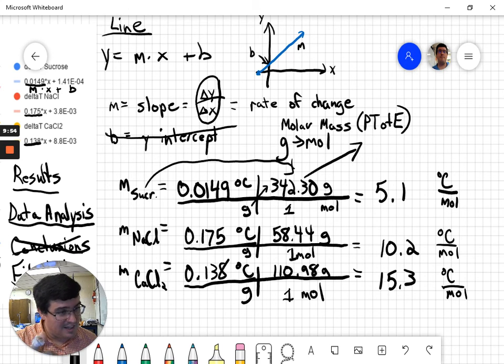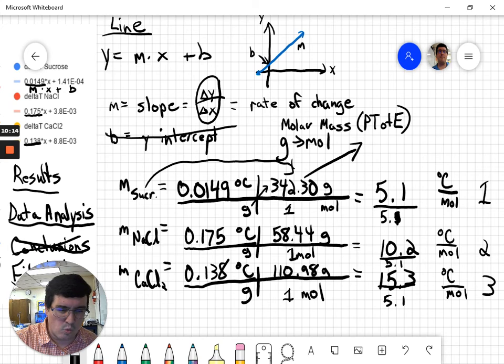Did you guess it? Did you get it right? Did you figure out that this one is 1, this one is 2, and this one is 3? Because if I take each of these numbers and divide them by the smallest one, divide by 5.1, sorry about that, they all come out at 1, 2, 3. Isn't that weird? And we see that for some reason, the slope of the calcium chloride line is actually 3 times the slope of the sucrose line. How weird is that?